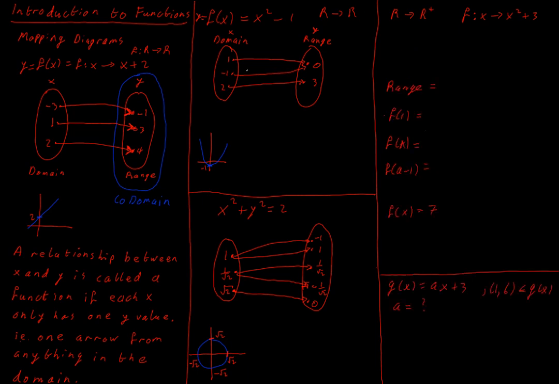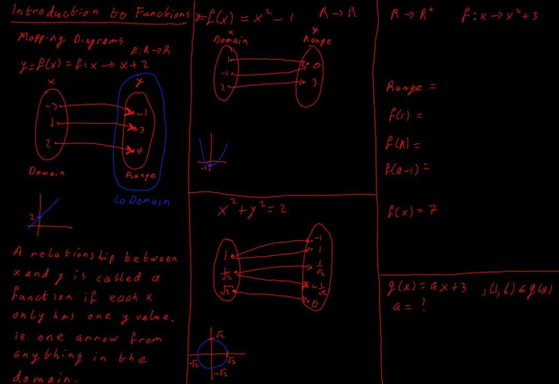Now, here we have a slightly different situation than we had with our first example. This one was nice. We just had a single arrow going to a single point, single arrow going to a single point, and they were all different each time. So it looked very nice and simple. Here we have a slightly different situation. We have an x squared type function.